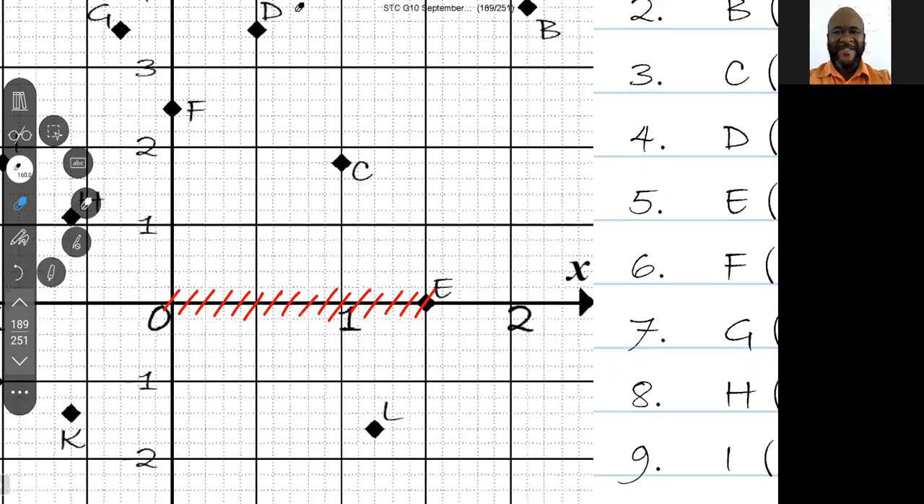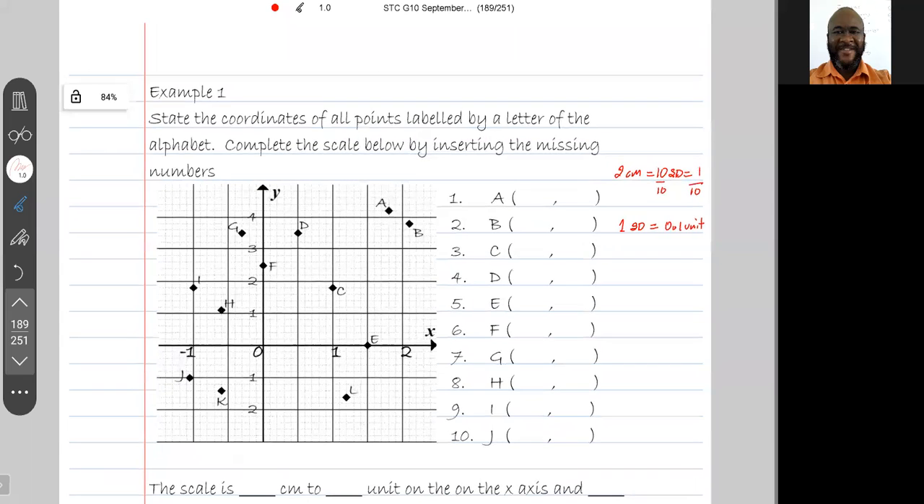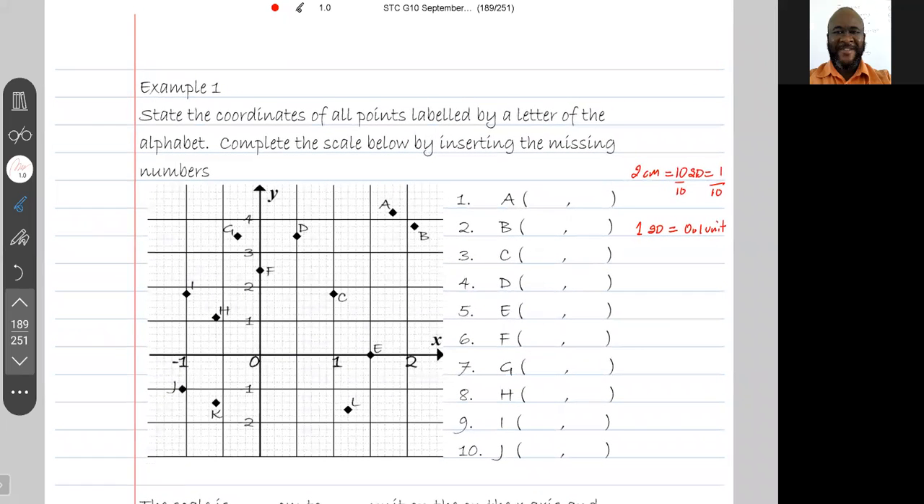So let us work out what each of the small divisions is representing on the y-axis. Now, on the y-axis, the scale is 1 centimeter to 1 unit. So this was the x-axis. The scale is 1 centimeter, which is 5 of the smallest divisions on your graph, representing 1 unit. If I divide both sides by 5, I will find out that one of these small divisions is representing 1 divided by 5, which is 0.2 units.